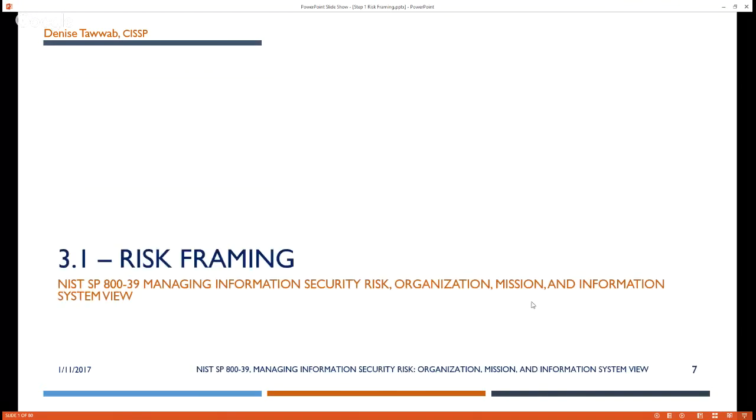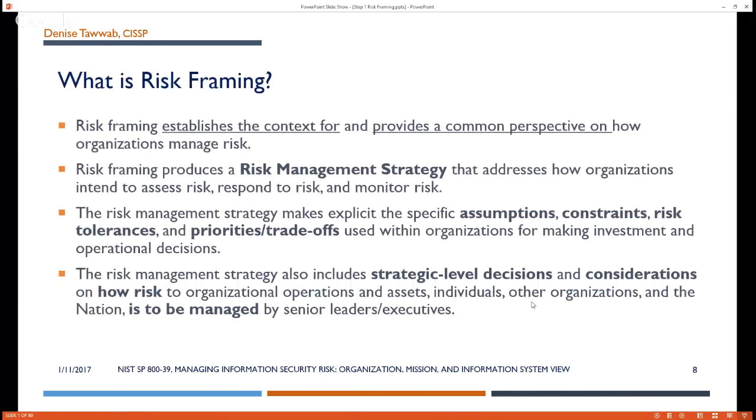So what is risk framing? Risk framing establishes the context for and gives a common perspective for your organization on how you manage risk. Risk framing is what produces your company's risk management strategy, and your risk management strategy addresses how you intend to assess, respond to, and monitor risk.